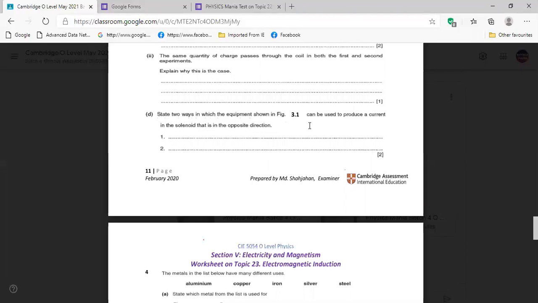Yes, sir, done. Then second one you write: altering the pole, or reversing the pole and taking the magnet south pole towards the coil. Means altering the pole. Yes, sir, done. Altering the pole and taking south pole towards the coil. You mention it. Otherwise, after 3 days, you will not understand.